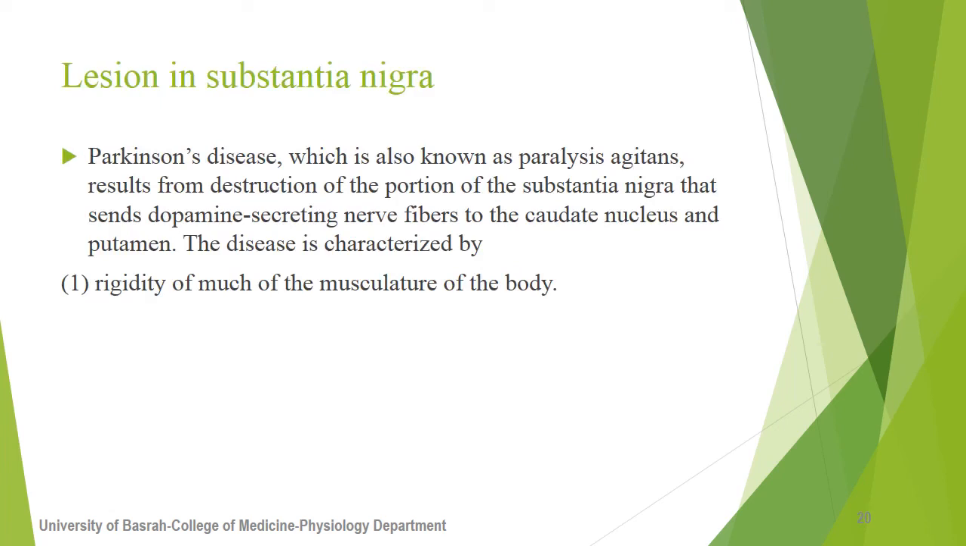Okay, the last part is lesion of substantia nigra. Substantia nigra, we say it's an important nucleus where the dopamine is secreted. So when you have damage in the basal ganglia, we will have a lesser amount of dopamine, impairment in secretion of dopamine, a neurotransmitter. Dopamine is an inhibitory neurotransmitter, as we say.